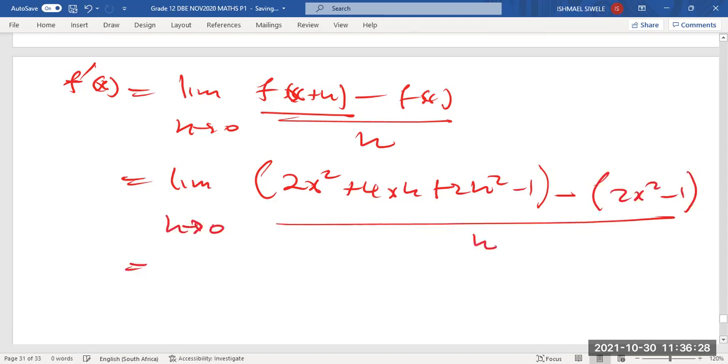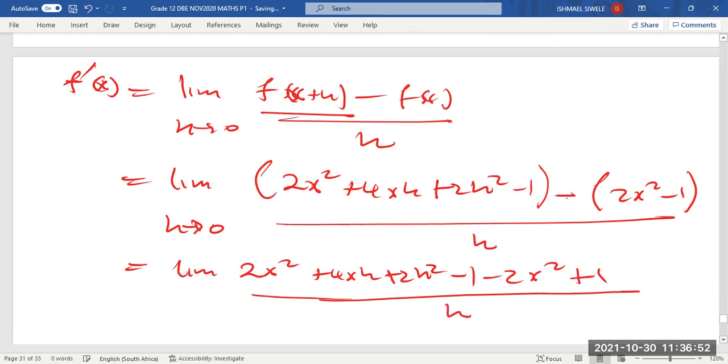And then, now removing the brackets, I'm going to have the limit of 2x squared plus 4xh plus 2h squared minus 1, and then negative multiplied by 2x squared is going to be negative 2x squared, negative multiplied by negative 1 is going to be plus 1, all divided by h, as h approaches 0. This one here is going to take care of this one here, and this one here is going to take care of this one here. What is it that you're going to be left with?